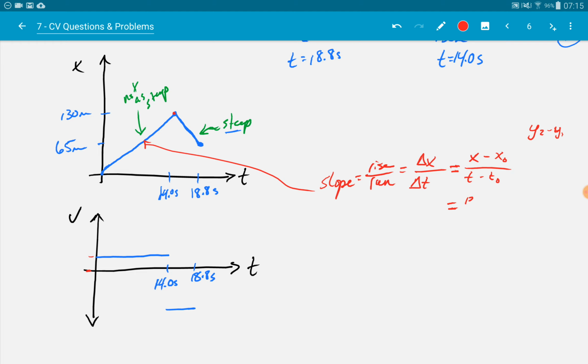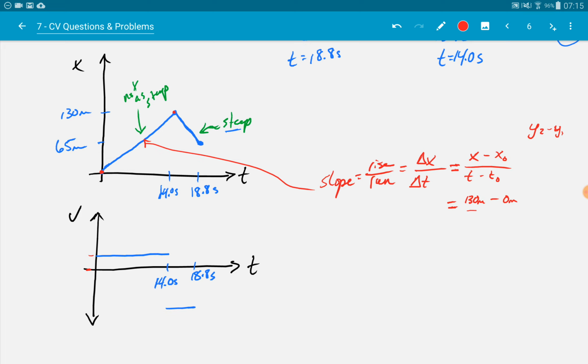Okay, anyways, the ending position for the first portion there, I can use that point right there. That's my ending position, so that's 130 meters. Minus my beginning position, well, that was right here, and so that's the zero right there. Cool. Now the ending time was 14.0 seconds, and my beginning time was 0 seconds. And so now that one becomes pretty easy, right? So just 130 over 14. So I grab my calculator, and it's 9.29.